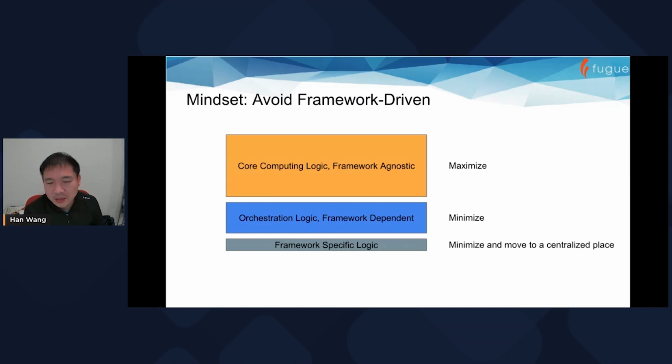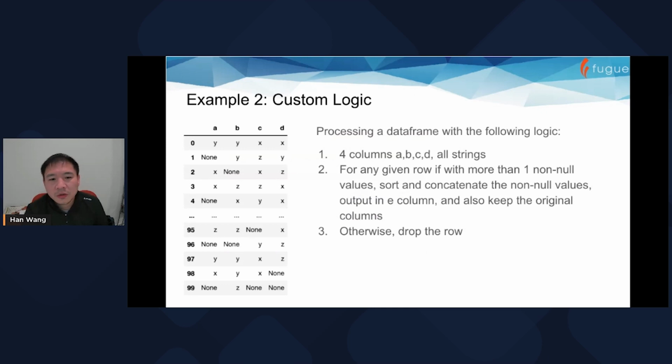Let's take a look at another example. Assume that we want to process a data frame. It has 4 columns, A, B, C, and D. They're all strings. There are some nulls. And what we want to do is, for any given row, if there is more than 1 non-null value, then we just sort the values and concatenate them together as a new string, as a new value in the E column. But if there are too many nulls, then we just drop this row.